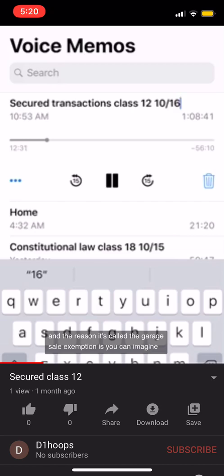And the reason it's called the garage sale exception is you can imagine that's where many times consumer goods are sold. It doesn't have to be a garage sale. That's just the nickname. But it's a sale by a consumer of her consumer goods to someone who's going to use it as a consumer. There is no filed financing statement, and the buyer is unaware of the existence of the security interest.